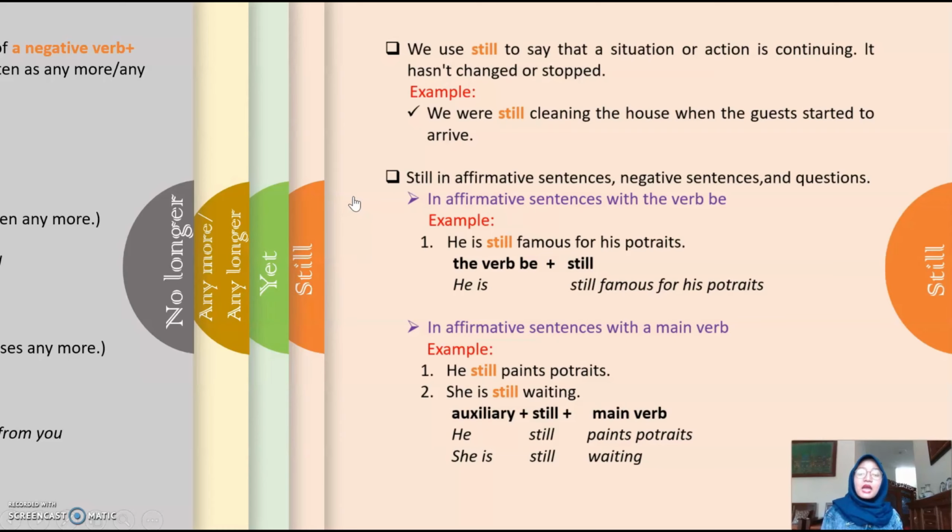Part 1. In affirmative sentences with the verb be. Example, he is still famous for his portraits. In this case, we put still after the verb be. And in affirmative sentences with a main verb. Example, he still paints portraits. She is still waiting. In this case, we put still before the main verb.